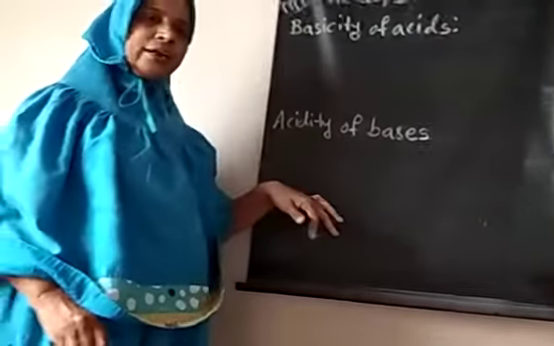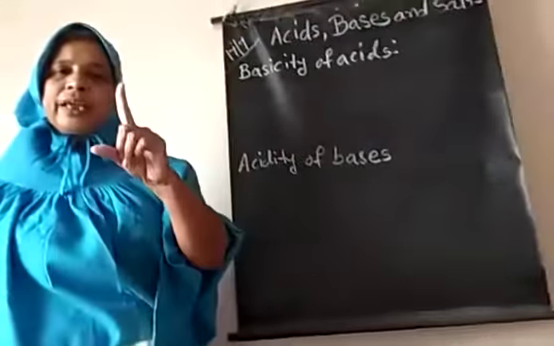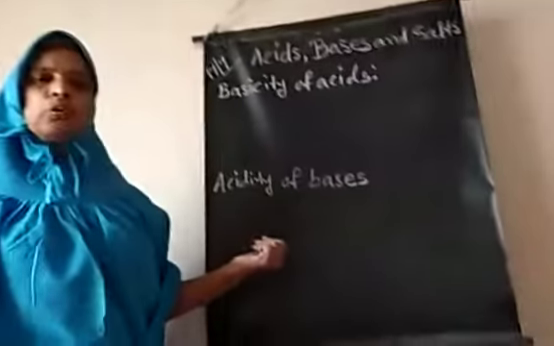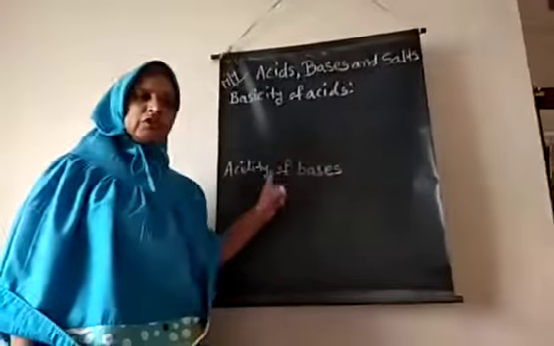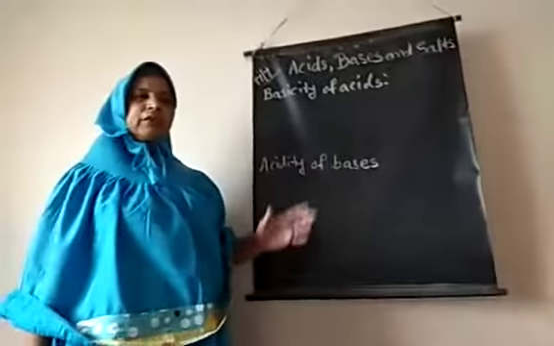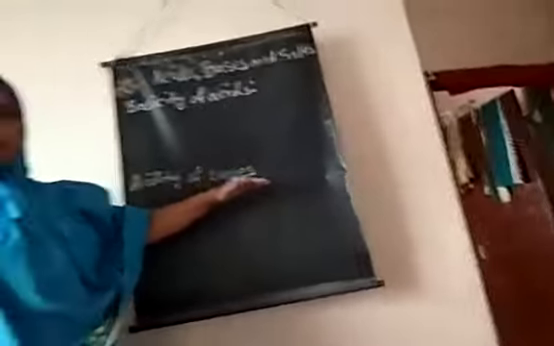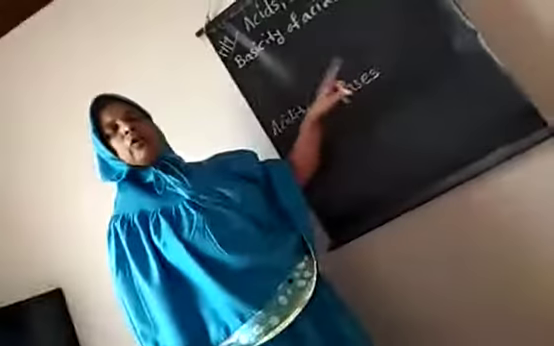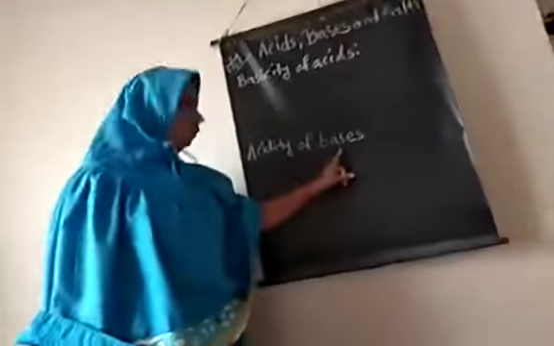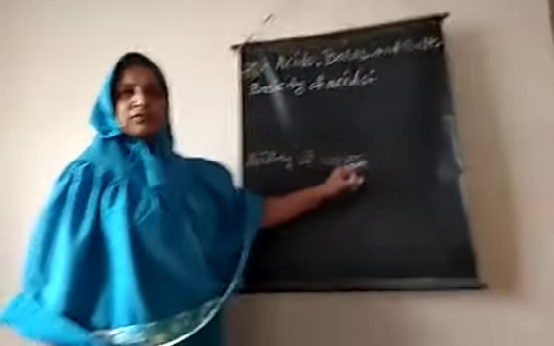On the other hand, acidity of base. The number of OH minus ions obtained from one molecule of base is known as acidity of base. I am repeating once again. The number of OH minus ions obtained from one molecule of base is known as acidity of base.